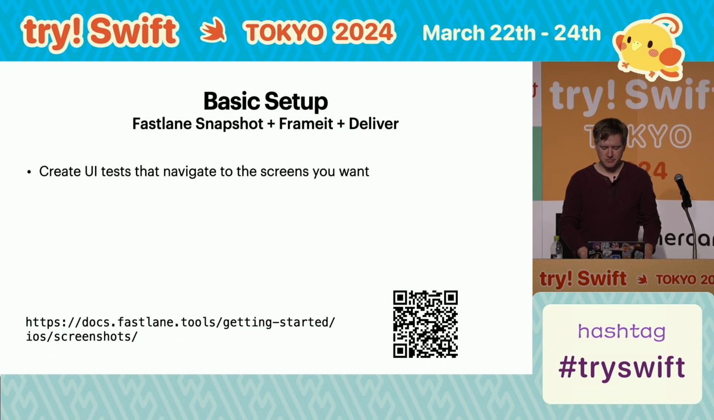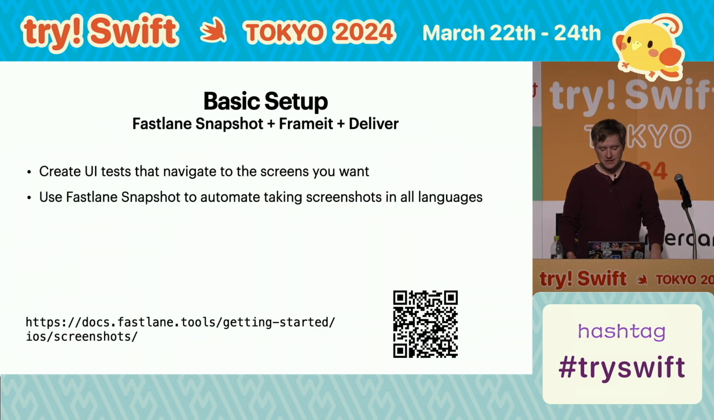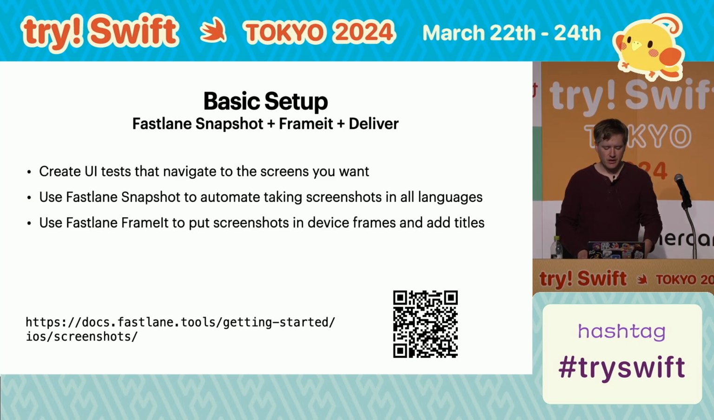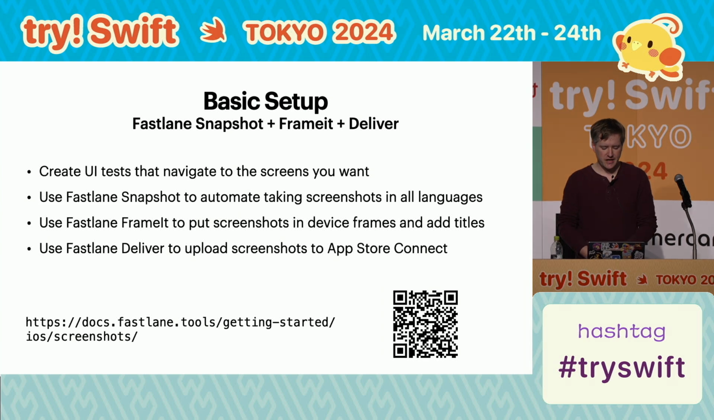to App Store Connect. So yeah, we create UI tests that navigate to the screens that you want, just like I showed before. Use Fastlane Snapshot to automate taking the screenshots across all the languages. Use Fastlane Frame It to put the screenshots into device frames and add titles. And use Fastlane Deliver to actually upload those screenshots to App Store Connect.